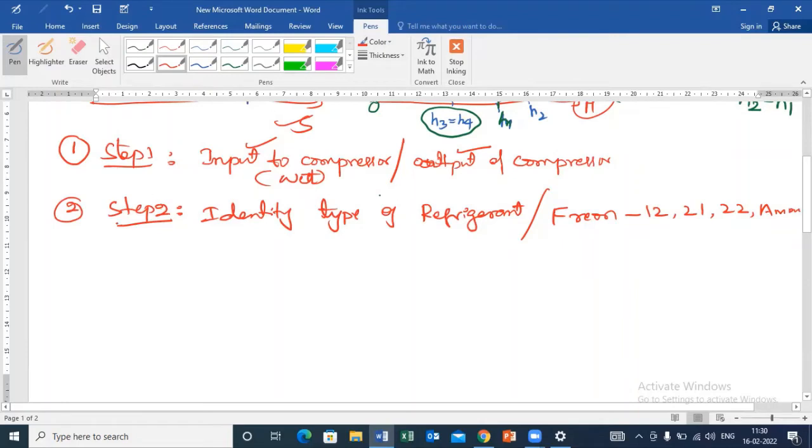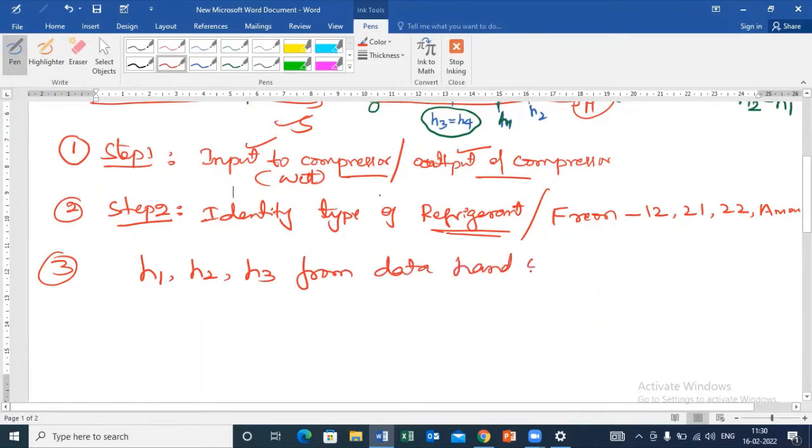Okay, first step is to identify the condition in the compressor. Second step is to identify the type of refrigerant, and third step is to note down the values of H1, H2, H3 from the data handbook, and I will tell you a simple method for referring to the data handbook. That is step number 3.